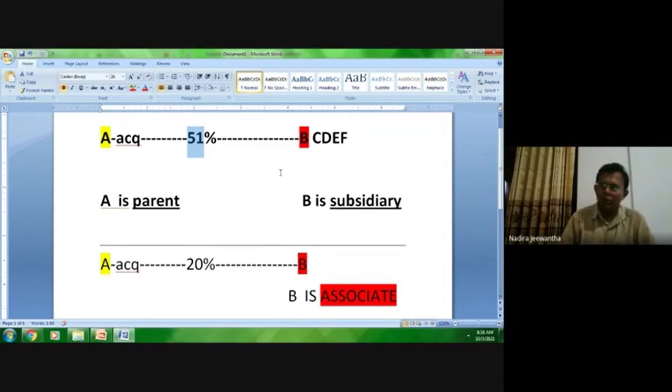Now, for the group, can it be associate companies? Yes. Can it be normal investment? Yes, but normal investment we don't take into account. It's basically investment only. When you prepare group accounts, we take into account subsidiaries and associates only. For associates, we take the share of profit. We'll come to that next.